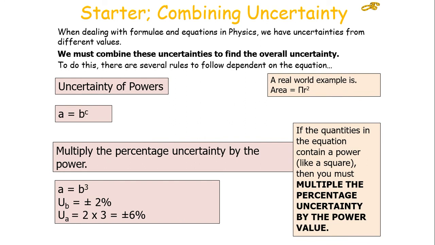And then finally, when we think of an equation which has a power in it, for example, area is equal to pi r squared, we multiply the percentage uncertainty by the power of the value. For example, we know that volume is equal to length cubed. If the percentage uncertainty in the length is 2%, and the length is being cubed, so the power value is 3, then the percentage uncertainty in the volume is 2% times 3, the power value, so it's plus or minus 6%. So if the quantities in the equation contain a power, like a squared for example, then you multiply your percentage uncertainty by the power value.